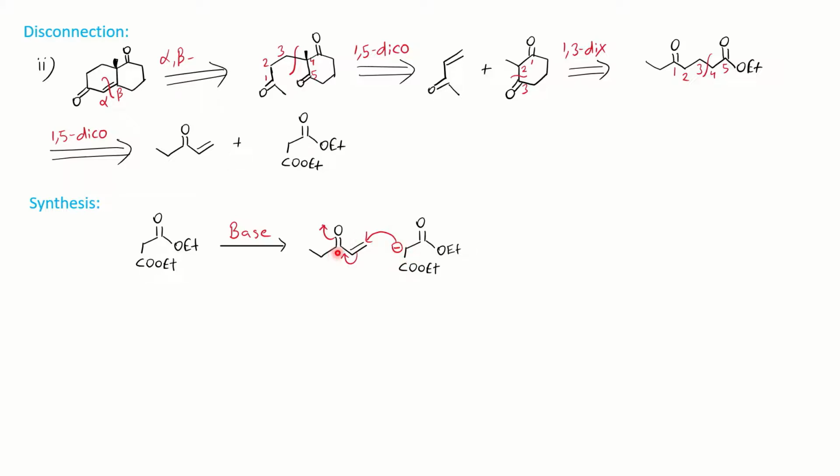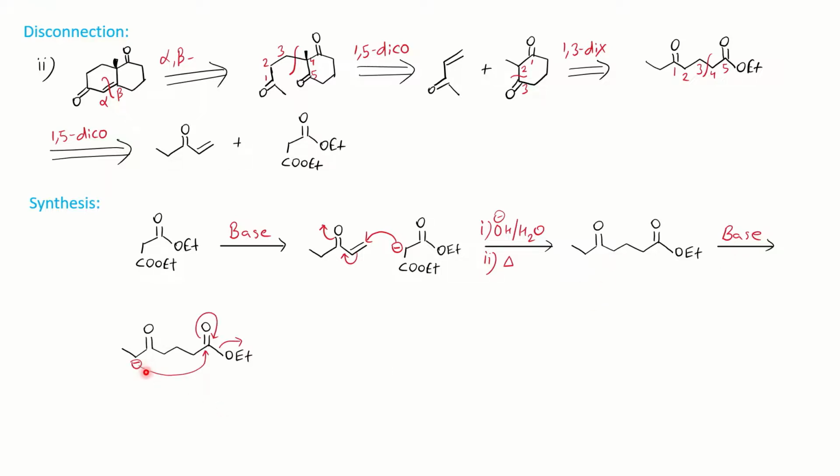Followed by, you can see the alpha beta unsaturated carbonyl. So Michael addition will take place, and after hydrolysis on heating, you will get this molecule here, where the CO2Et will be converted into COOH, followed by the loss of CO2. You will get this molecule, and then in the presence of base, the acidic proton will be abstracted, followed by the intramolecular aldol condensation reaction.